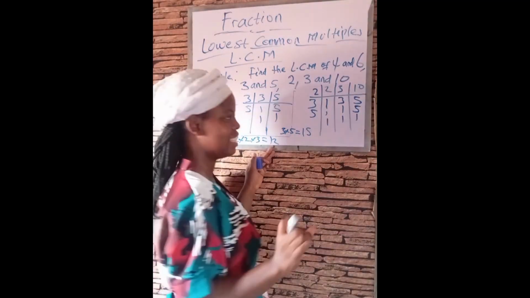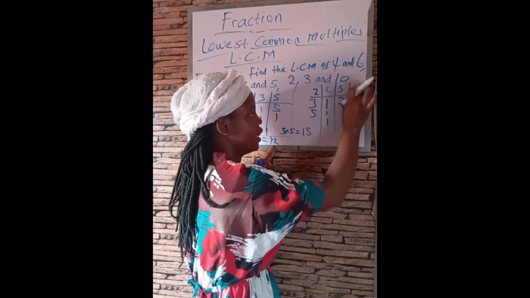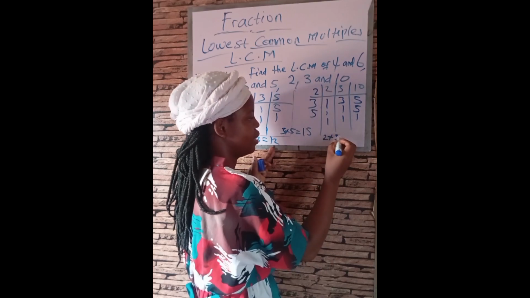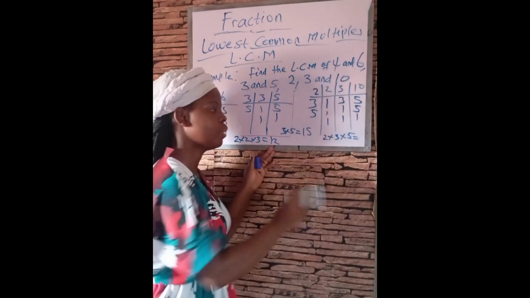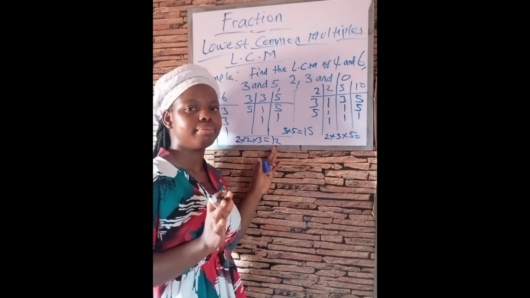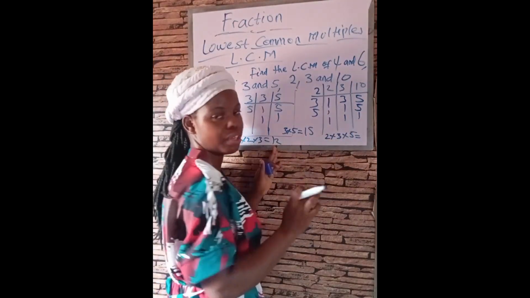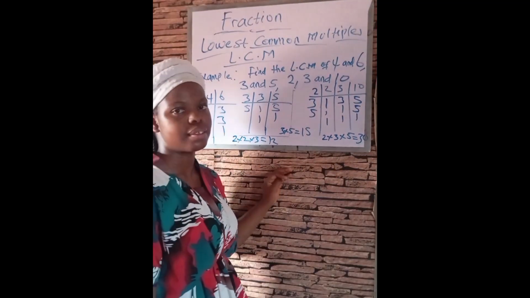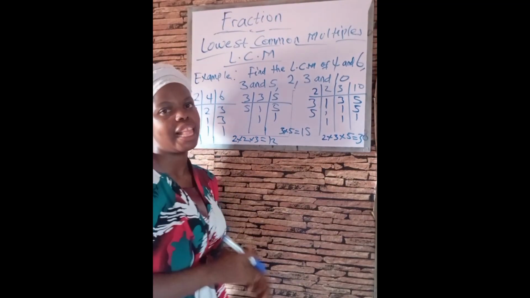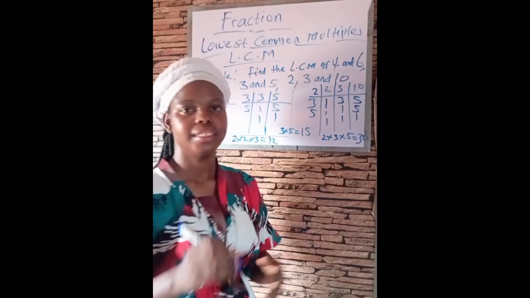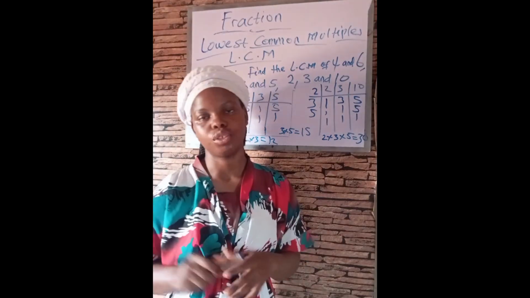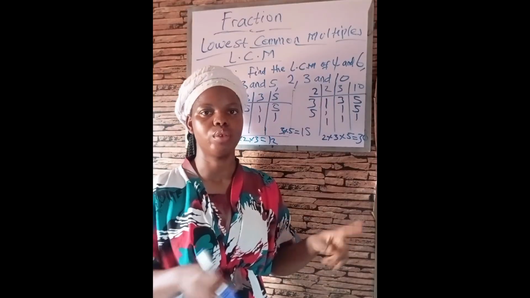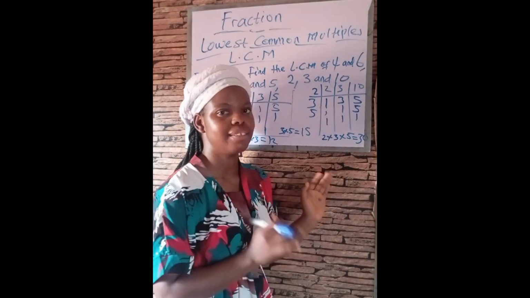So now to get the LCM of 2, 3, and 10, we multiply these together. We have 2 times 3 times 5. 2 times 3 will give you 6. 6 times 5 will give you 30. So that's it. We are going to be making use of this LCM when we are solving addition and subtraction of fractions with different denominators. We're going to be making use of the knowledge of LCM.